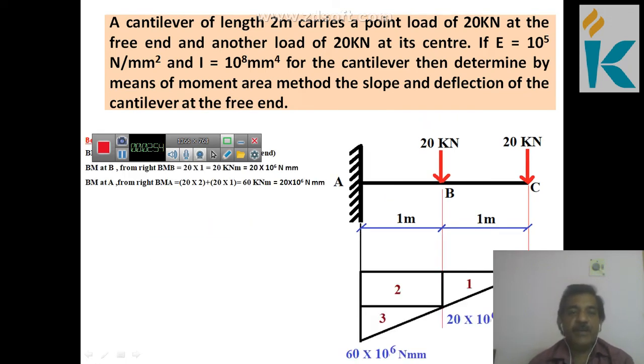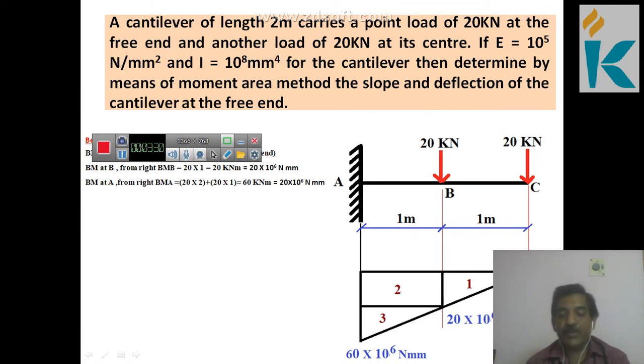Next we are going to construct the bending moment diagram. You see the free end is 0, at the center 20 into 10 power 6 Newton millimeter and at the fixed end is 60 into 10 power 6 Newton millimeter. When you construct the diagram, you are going to have 3 portions. One is a rectangle, and the other 2 are right angle triangles. You simply give the naming as 1, 2, 3. The 1 is a right angle triangle and the 2 is a perfect rectangle. The third one is a right angle triangle. So there are 3 portions.